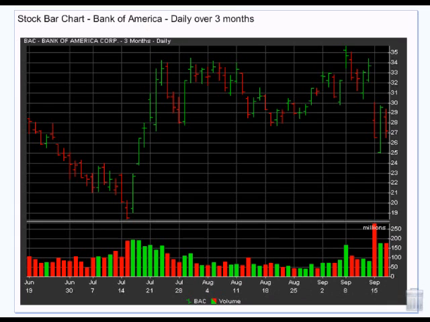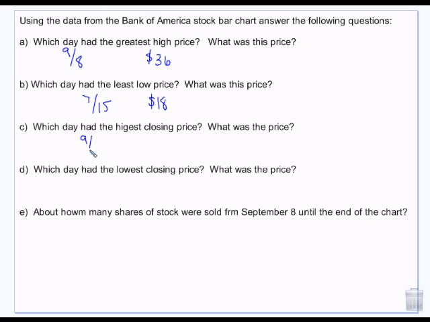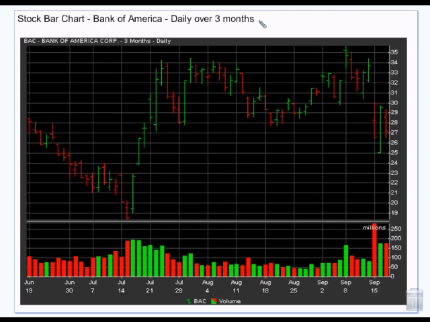So, oh okay, yeah, if we come down this line, that one says September 8th. On your paper, it'll be easier for you to see. So we've got 9/8, and it was 34.50-ish.